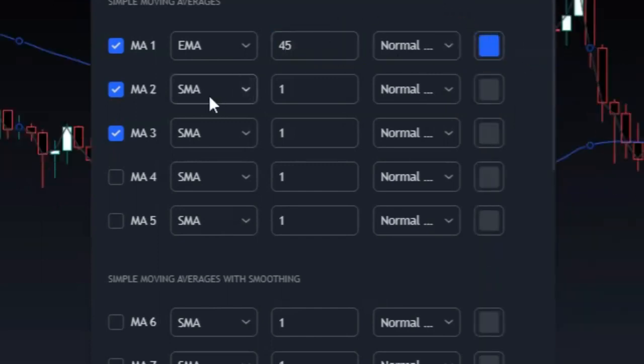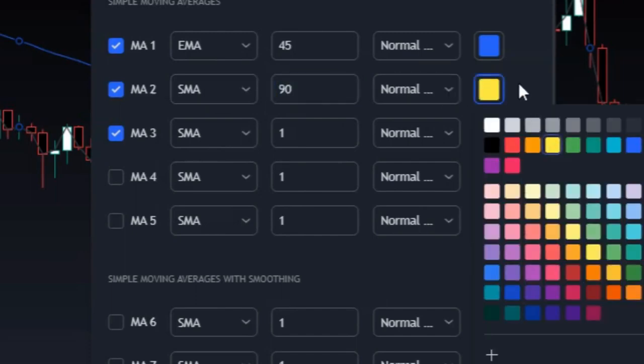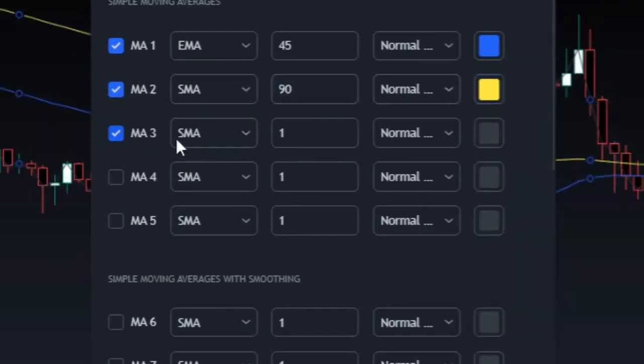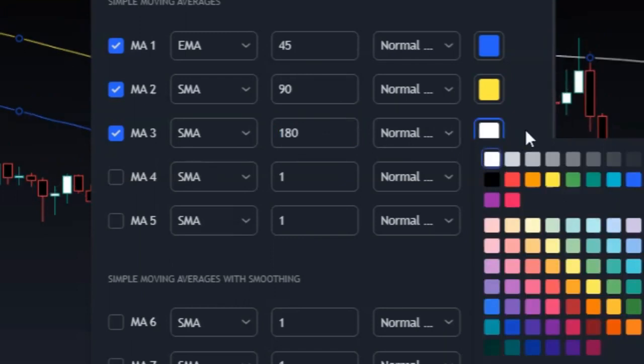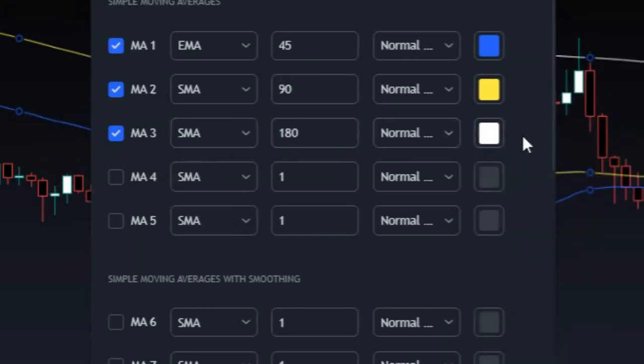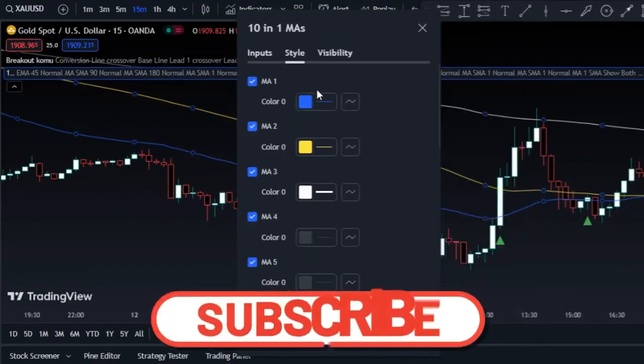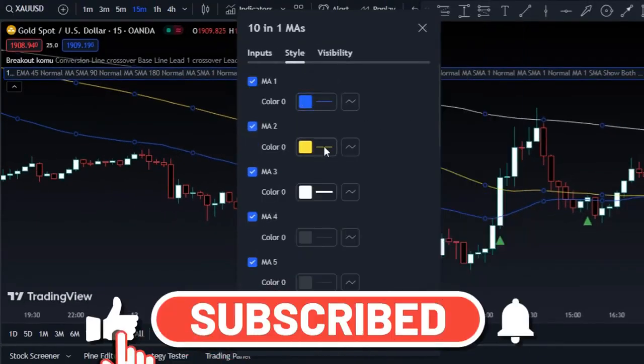Now activate MA2 and select SMA as the method and change its period to 90 and then select its color. Now also activate MA3 and select the SMA as its method and set the period to 180 and finally select the color of your choice. Then in the style section you can also change the thickness of these lines.